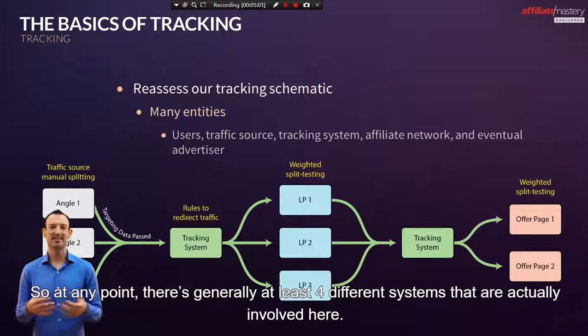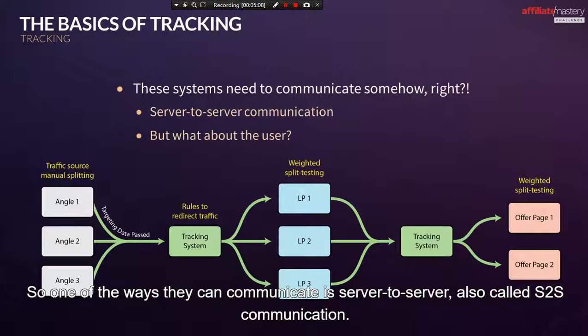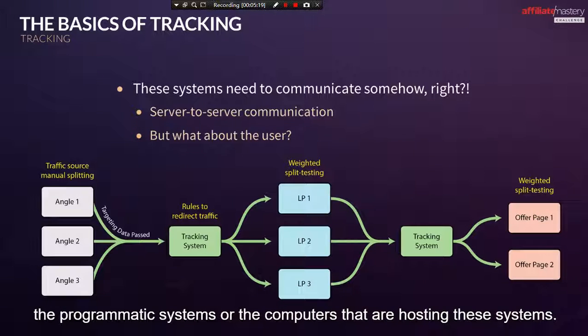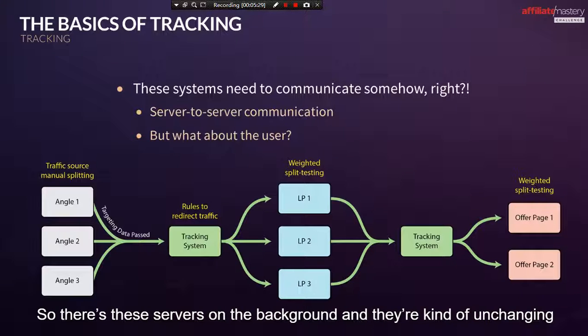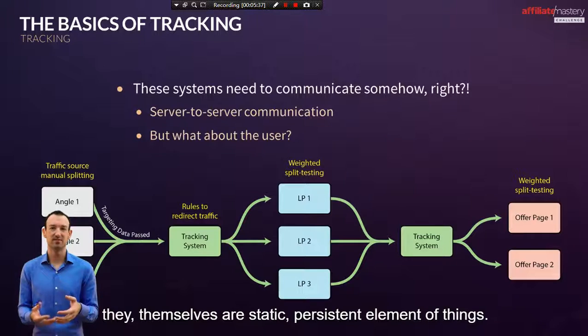So at any point, there's generally at least 4 different systems that are actually involved here, and they need to communicate somehow, right? So one of the ways they can communicate is server to server, or so-called S2S communication. And this just happens directly between the programmatic systems or the computers that are hosting these systems. But one thing you might notice as well is that the user themselves is persistent across this process. So there's these servers in the background and they're kind of unchanging, but at the same time, a user passing through this flow, they themselves are a static, persistent element of things.